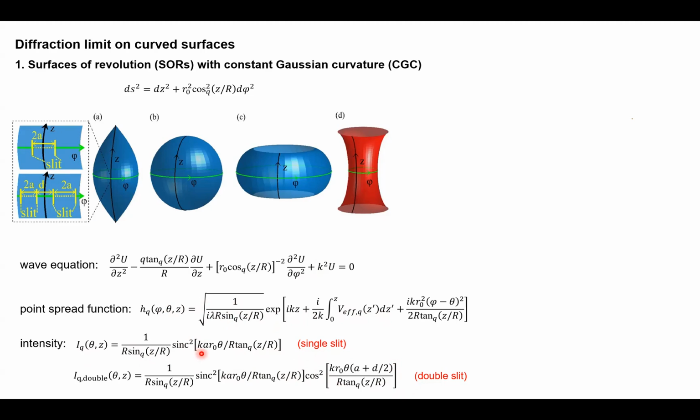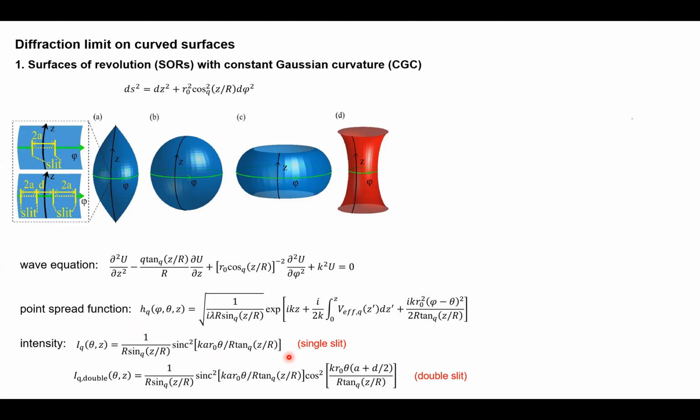We can see that compared to the flat space, if we let this R, which means the radius of Gaussian curvature, tend to infinity, this formula becomes a Fraunhofer distribution in flat space.